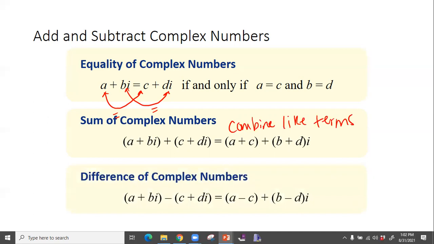Difference of complex numbers, it's a two-part process. Difference means you're going to distribute and then combine like terms. So you're going to make sure you distribute the negative and then combine like terms. So we distribute first, and then second, combine. Questions so far? Does this all look and sound familiar?